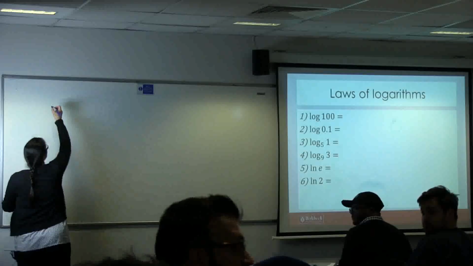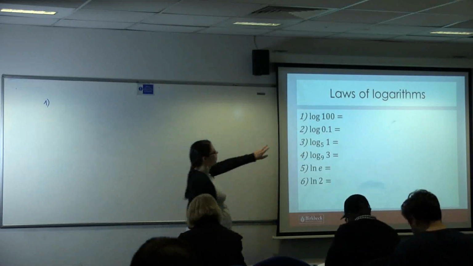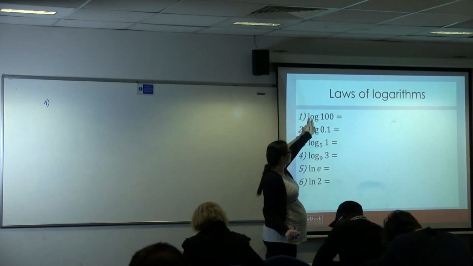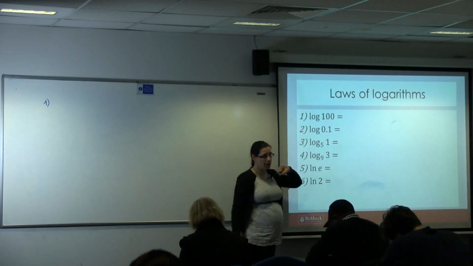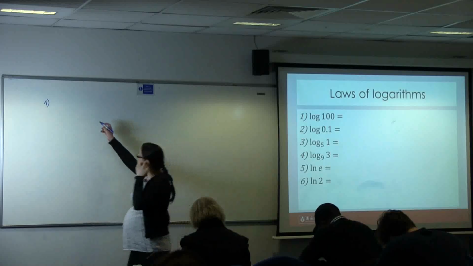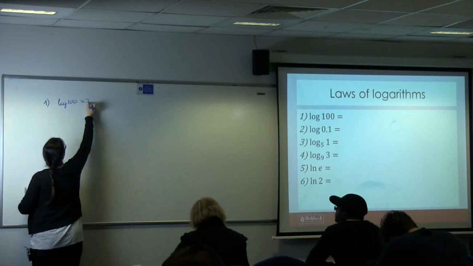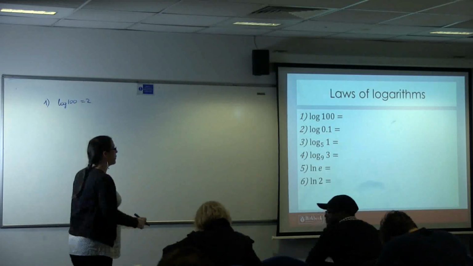Okay, so question number one. First thing first, this is a 10-base logarithm. So the question is, what power do I need to raise 10 to get to 100? That is quite simple. So log 100 is equal to 2, because 10 to the 2 gives you the 100.